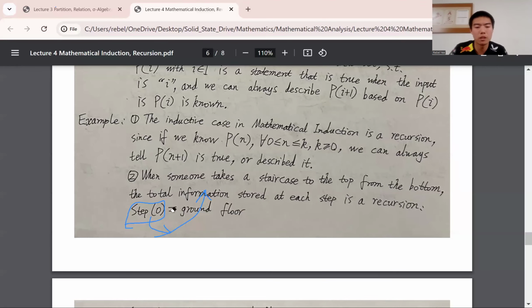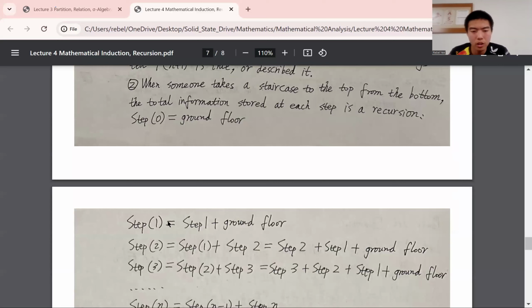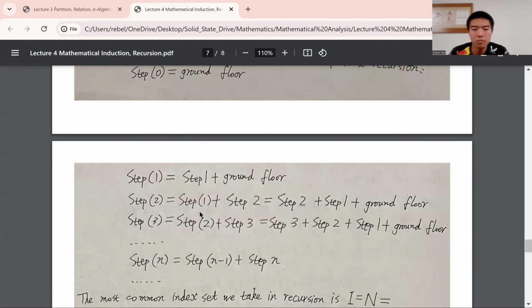Okay, so step 0 contains the information of the ground floor. And step 1 is step 1 plus the ground floor. And step 2 is the information stored in step 1 plus step 2, which is step 2 plus step 1 plus ground floor. And the information stored in step 3 is the information stored in step 2 plus step 3, which is the additional one. If you write it totally, it's step 3 plus step 2 plus step 1 plus ground floor.